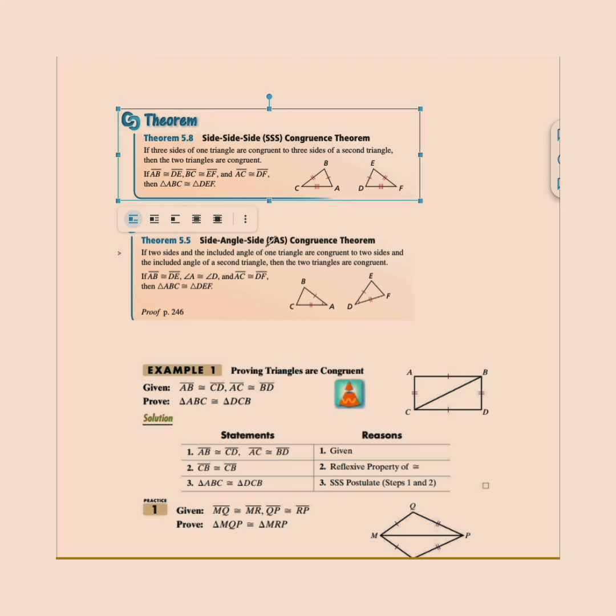The next theorem that we will discuss is the side-angle-side congruence theorem. In the side-angle-side congruence theorem, as I also discussed in my previous video, remember you are talking about two sides that are congruent to the corresponding two sides of another triangle, but we are only talking about an angle that has been included between the sides.